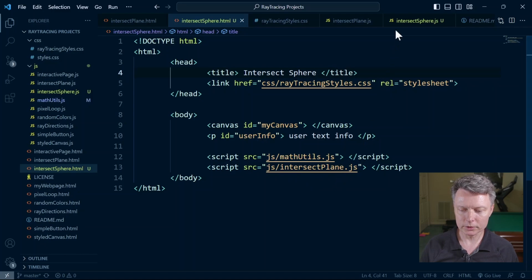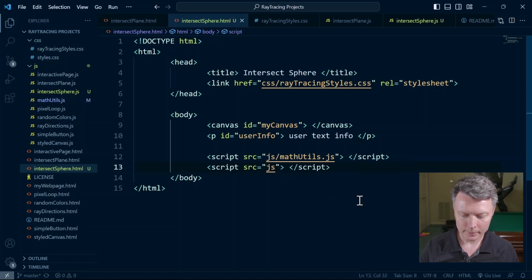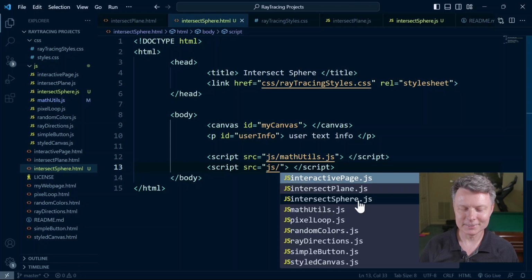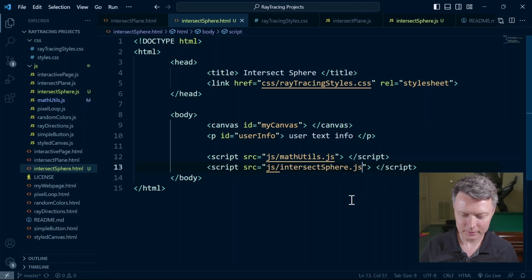So now we want it to go to intersectSphere instead. So just go right here and erase the text up to JS. And then we get to see one of my favorite features of VS Code. So we type /, and I just never get tired of this. And so we select intersectSphere.js. And now the file path is correct. So it'll be able to find this intersectSphere.js that we've just created.